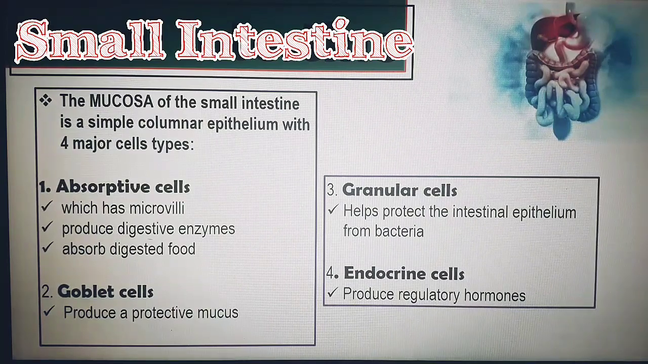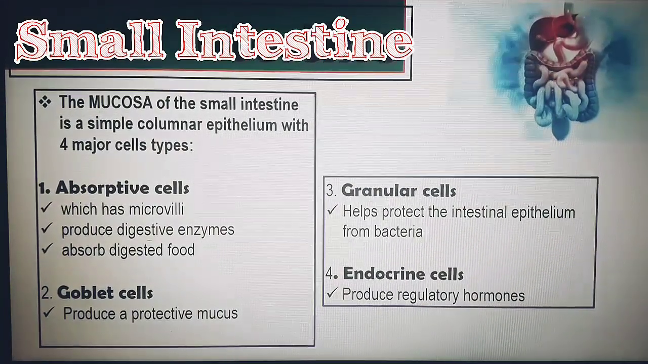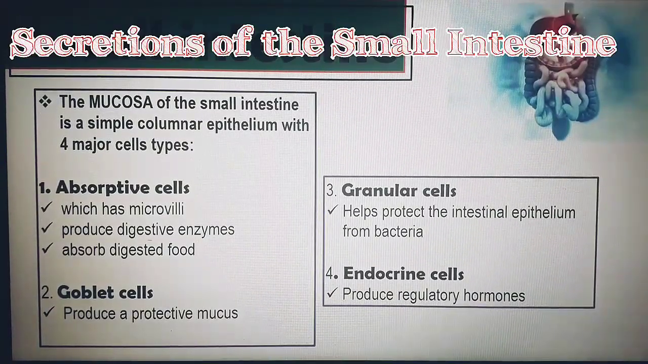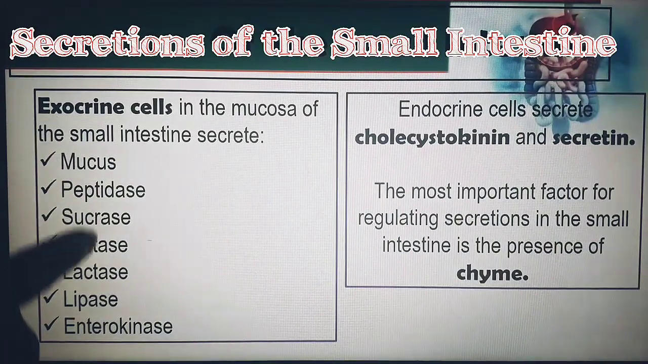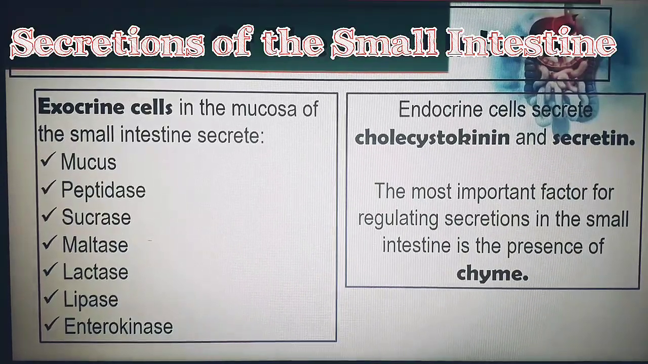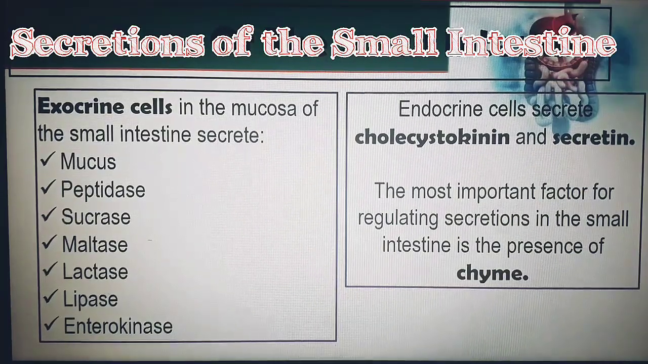The mucosa of the small intestine is a simple columnar epithelium with four major cell types: the absorptive cells, goblet cells, granular cells, and endocrine cells. Exocrine cells in the mucosa of the small intestine secrete the following enzymes, and endocrine cells secrete cholecystokinin and secretin. The most important factor for regulating secretions in the small intestine is the presence of your chyme.